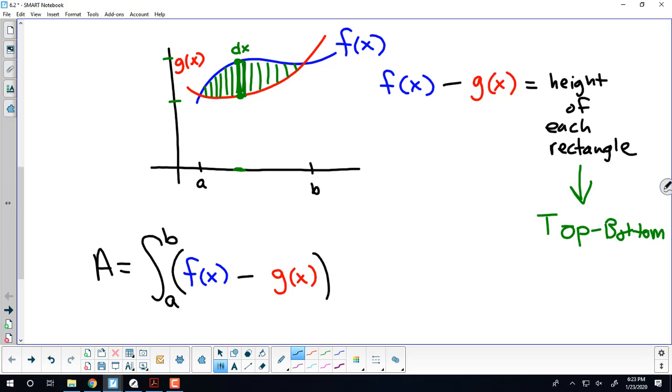dx. There's the height of each rectangle, and here's the width of each rectangle. So that integrand is the area of each rectangle. Remember, a definite integral is just an infinite sum. So we're summing all the areas of the rectangles that fill in that region.